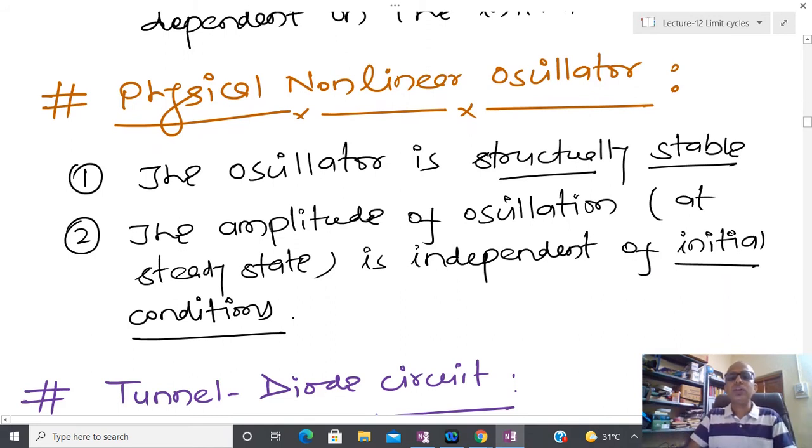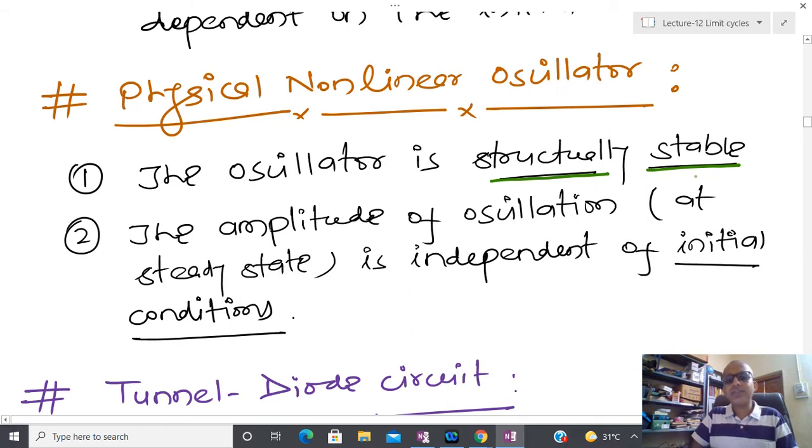Okay, and what is the main motivation? They want to remove these two drawbacks. And what is our drawback? Whatever oscillator we construct should be structurally stable. Okay, so even if some small perturbation comes into the picture, the oscillation should not disappear. And you are all already well aware that oscillation is useful in several places.